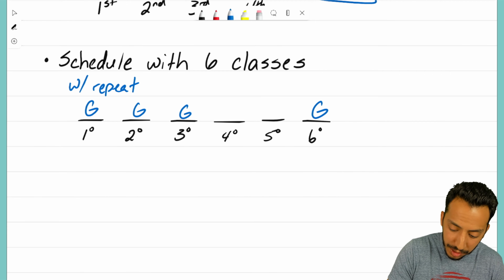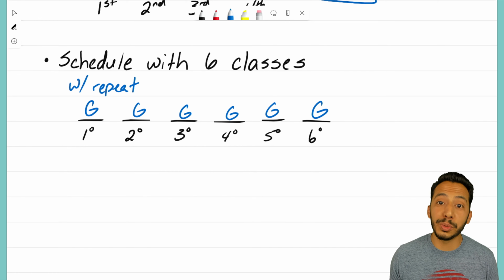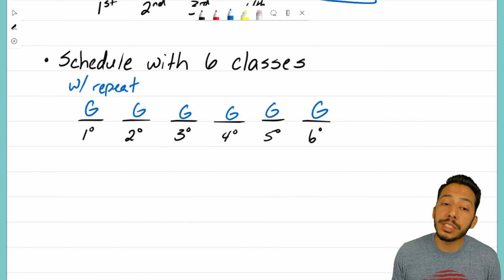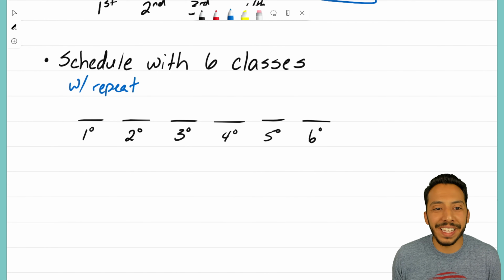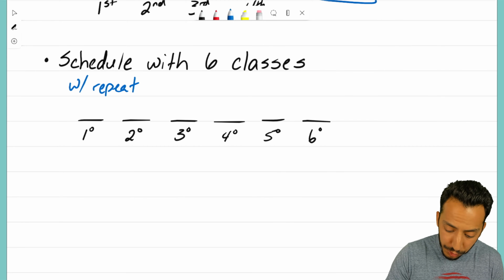I don't know who the heck would want this schedule, but what if you did end up with a school schedule where you had geometry every single period? We're going to say it's possible with this first part where repetition can happen. Now, in a real world situation, I don't think that's going to happen, but let's say it does here. So let's start working through this problem.